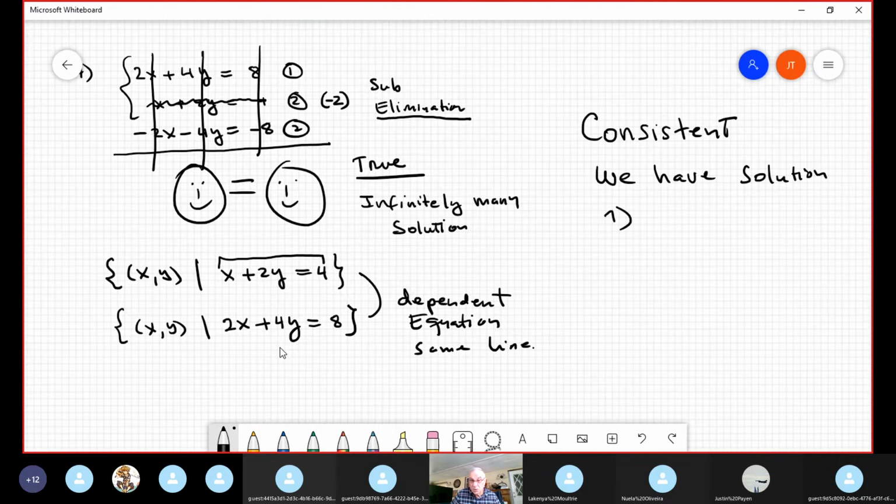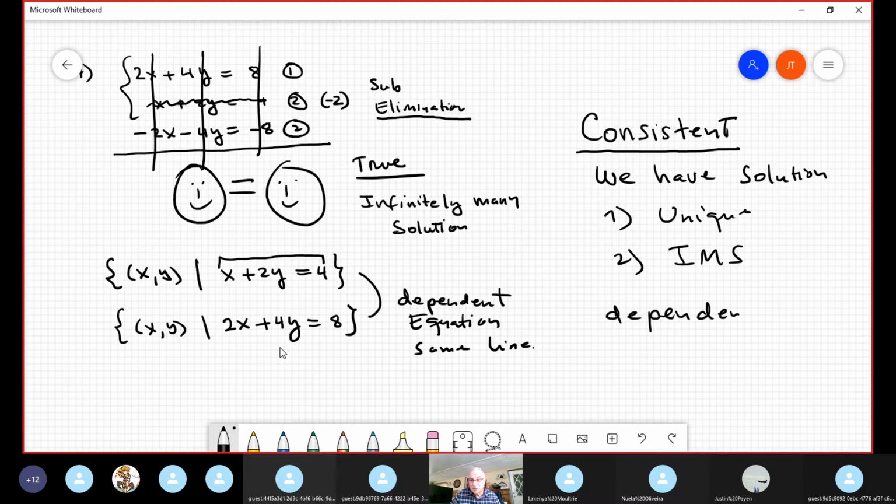That means two possibilities: only one, or infinitely many solutions. So this system is consistent. Another property assigned to a system of equations is dependent or independent. The prefix inconsistent means no solution, right? The problem we were doing before is inconsistent because we have no solution. And then dependent and independent.